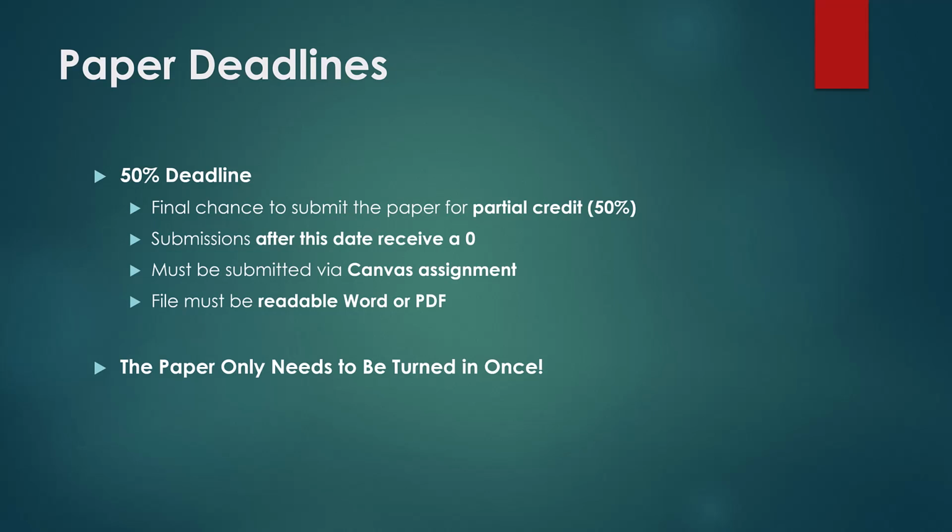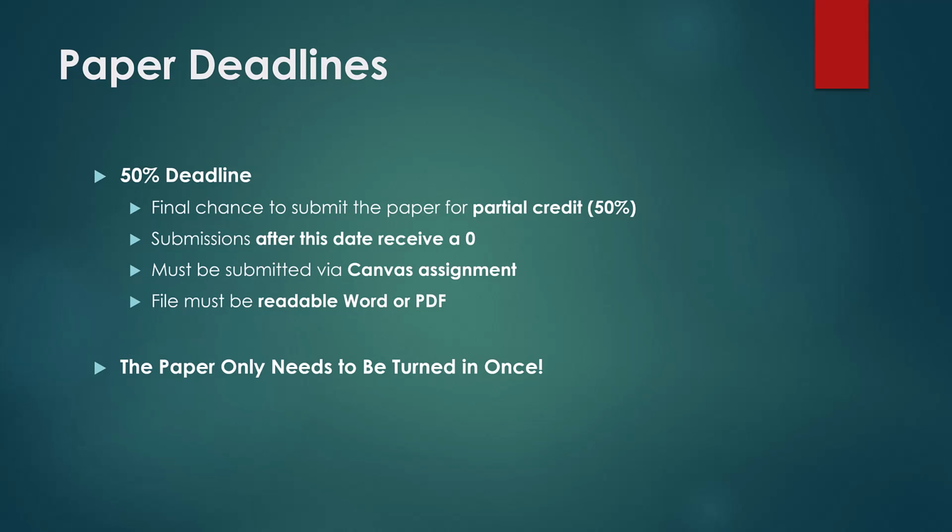And so if that does happen, for example, if you don't turn a paper in for the +5 deadline, your paper grade will be a 0 at that point, but if you turn a paper in for the emergency deadline or the 50% deadline, then you get the credit for that, and the paper grade would change appropriately. So the paper only has to go in once, and you get the best score out of those 3.